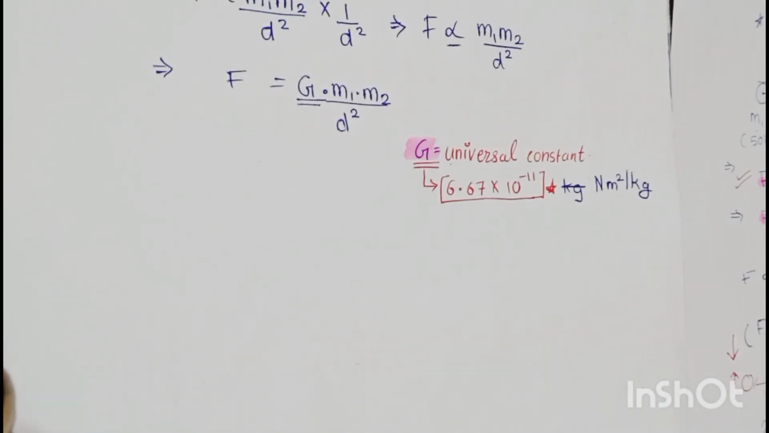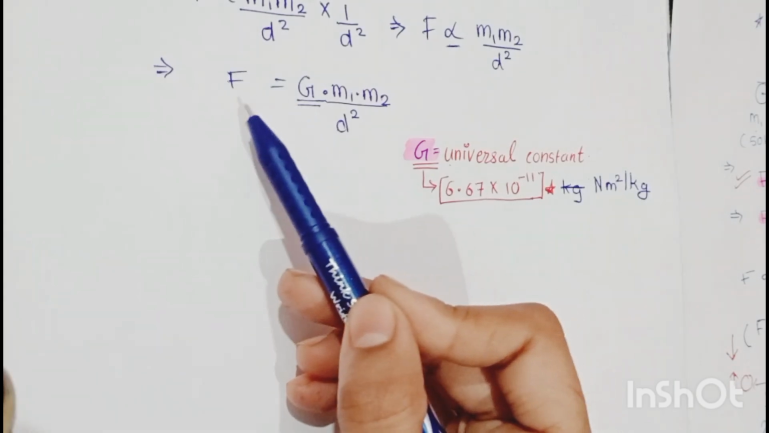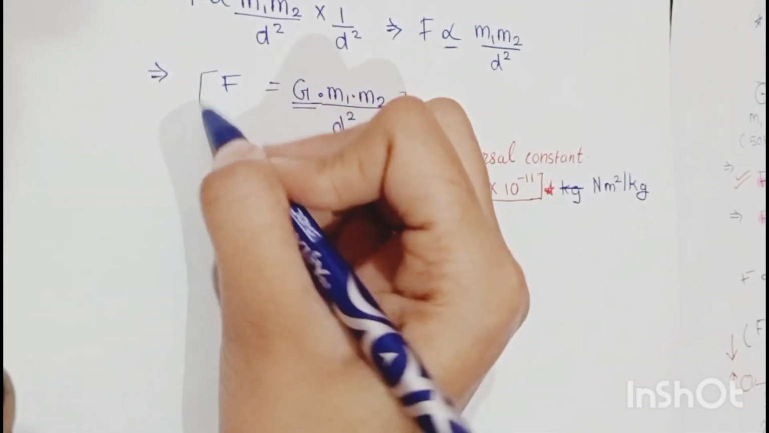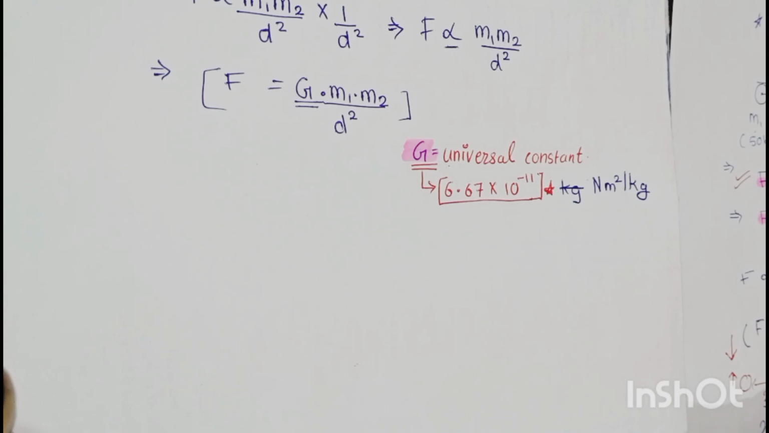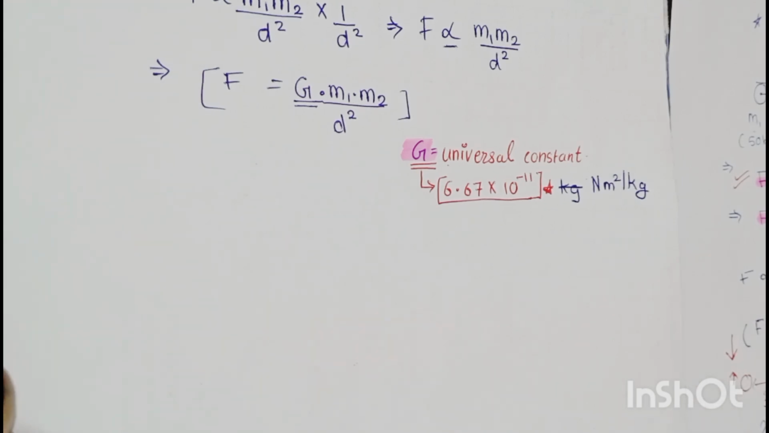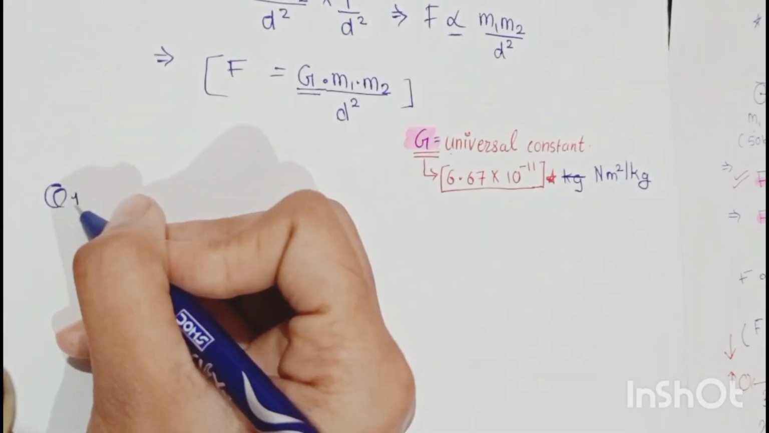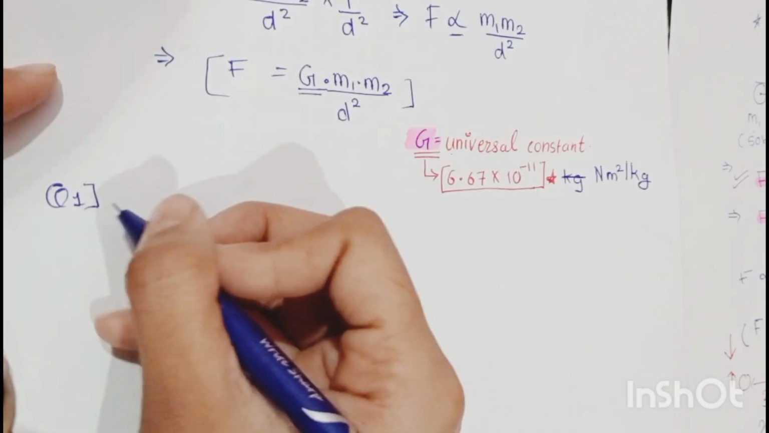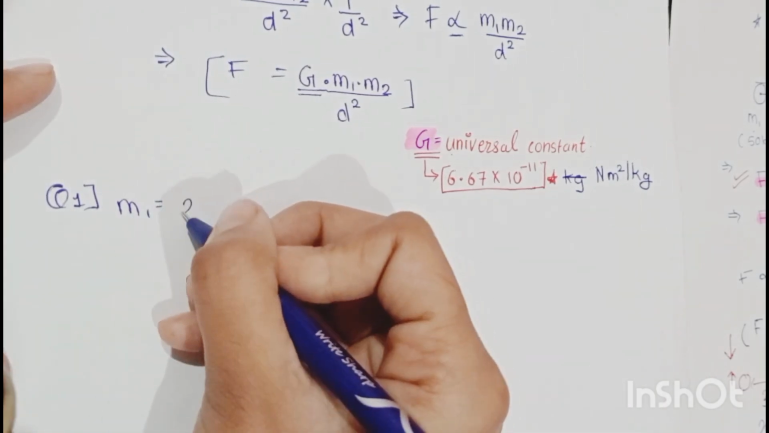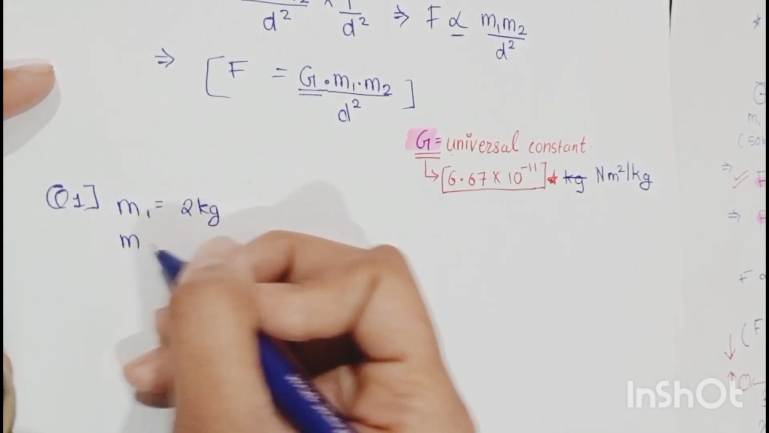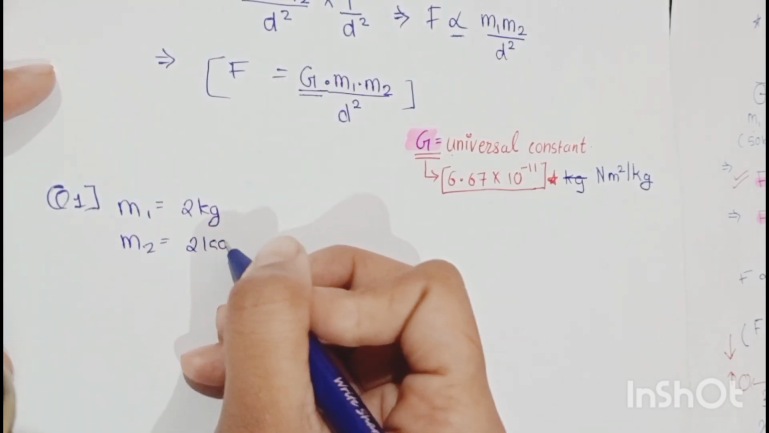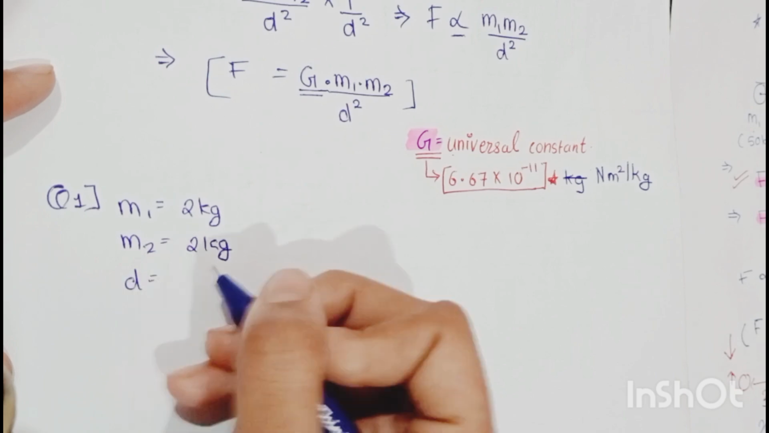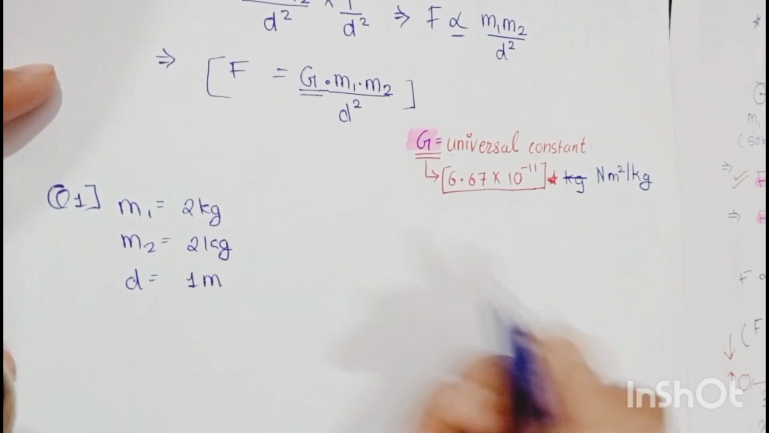Alright, now we got the point of how we got the value of F. This is nothing but the formula for gravitation given by Newton. Now we are going to take one example for our convenience. Question number 1: it's very easy. It is given mass 1 is 2 kg, mass 2 is also 2 kg, and the distance between them is 1 meter.